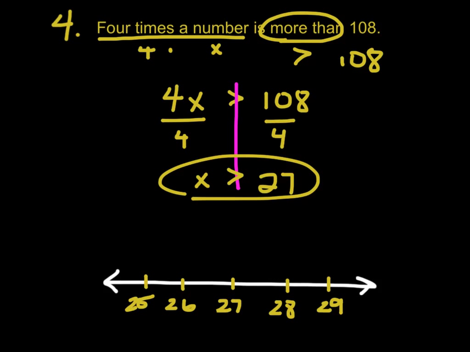That means it can be any other number larger than 27. Doesn't include the 27 though, so that's going to be an open circle at 27. And then I'm going to shade to the right to show that these are the numbers greater than 27. So that's how we would solve number 4.